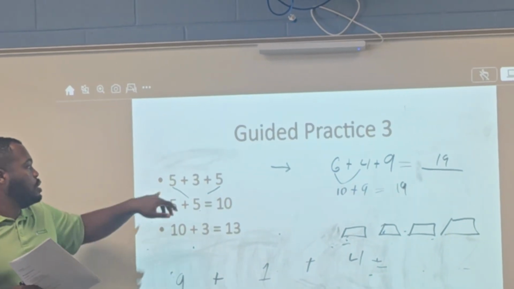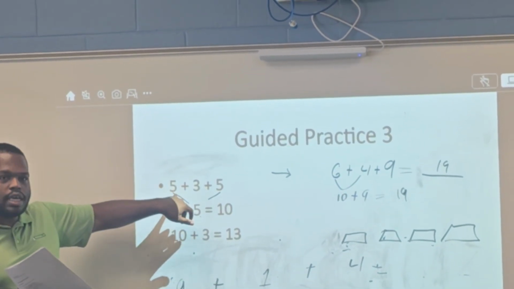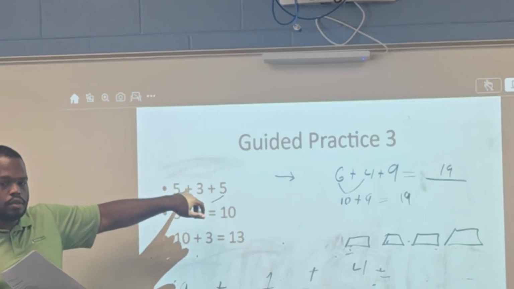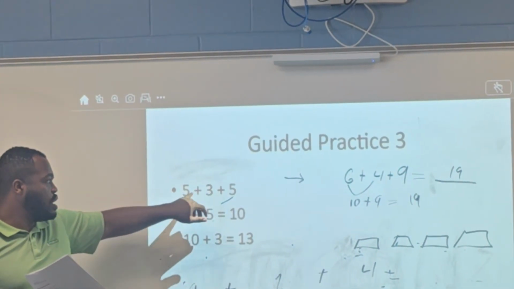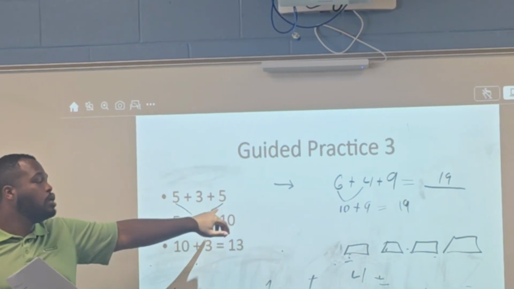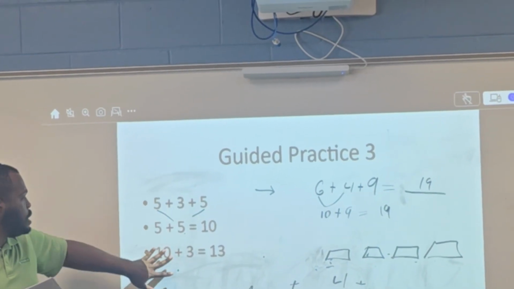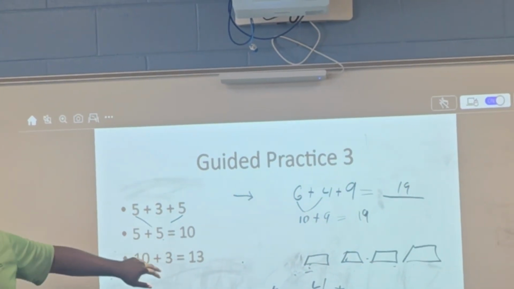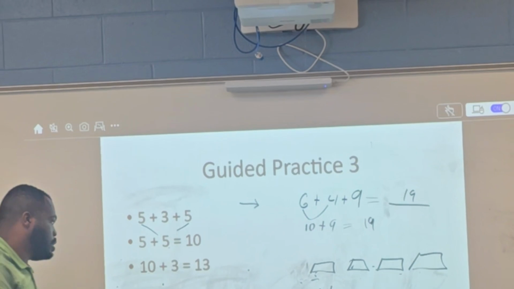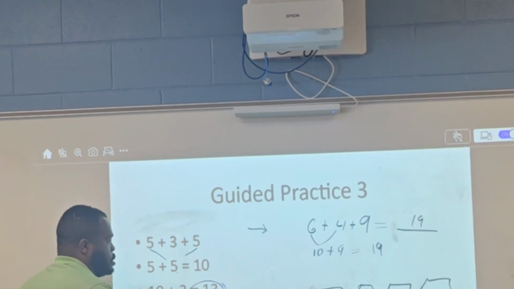Exactly. So just like he said, if we take 5 and 3, does that give us a 10? No. So then we do 5 plus 5. Does that give us a 10? Yes. So then that equals 10, and we're left with 3. What's 10 plus 3? 13. It is 13. Good job.